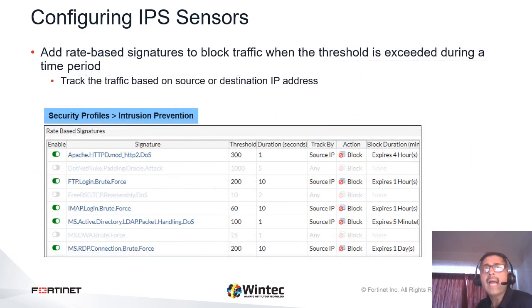You can also add rate-based signatures to block specific traffic when the threshold is exceeded during the configured time period. You should apply rate-based signatures only to protocols you actually use. Then configure the block duration to block malicious clients for extended periods. This saves time, resources, and can discourage a repeat attack. Now, FortiGate does not track statistics for that client while it is temporarily blacklisted. You will be testing both these features during the upcoming lab.